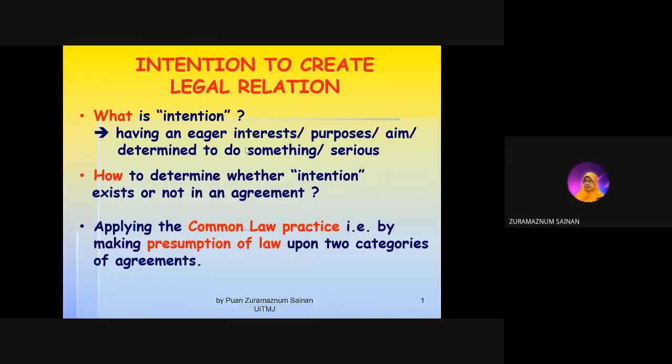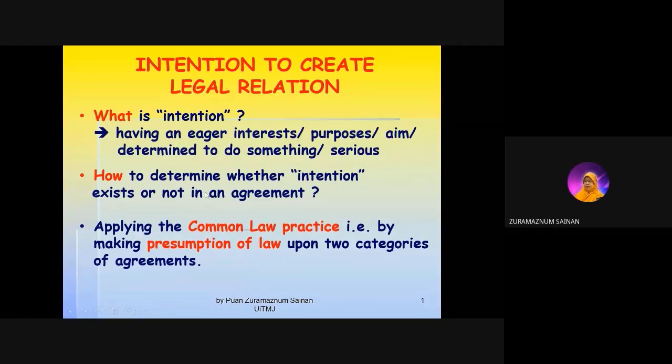Intention. This is the fifth element. Okay, the fifth element to form a valid binding contract, that is intention, niat to create legal relation. Nak mewujudkan hubungan undang-undang, legal relation, maknanya they have the intention to make themselves bound to the contract, liable to the contract, having the obligations, having the liabilities under the contract.